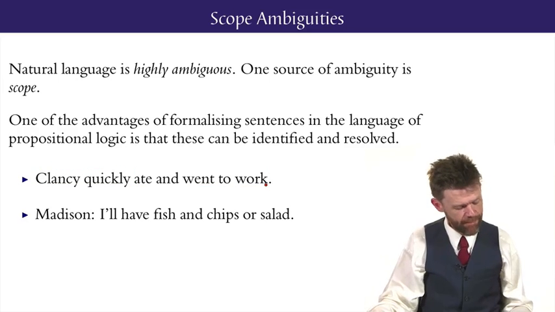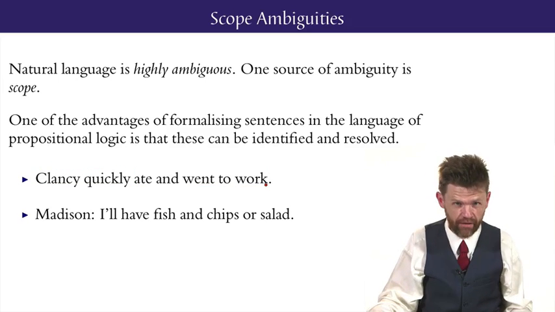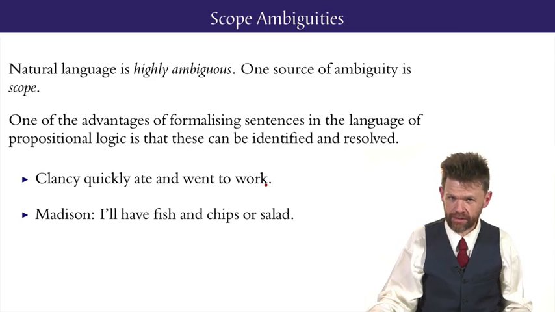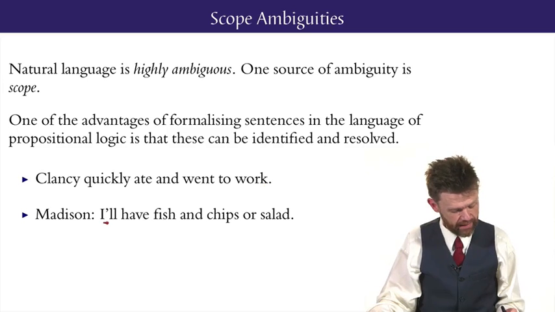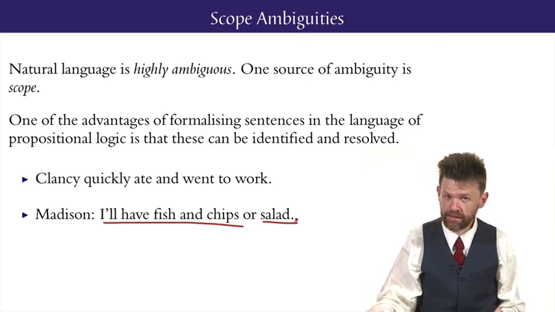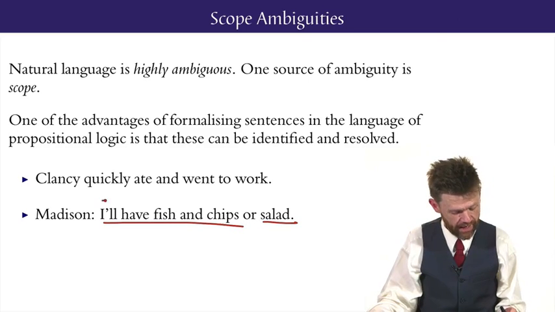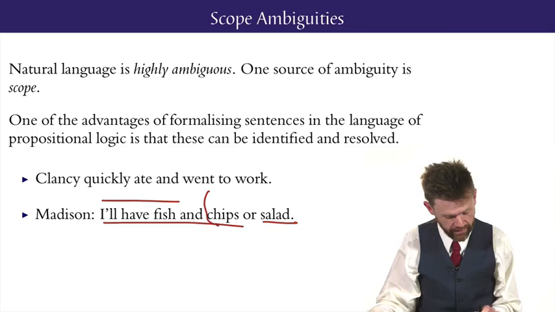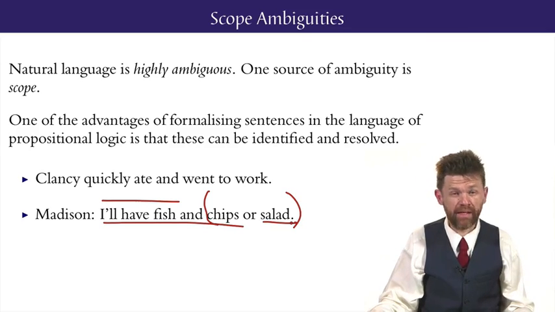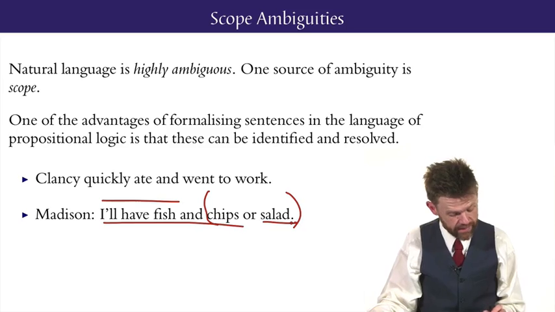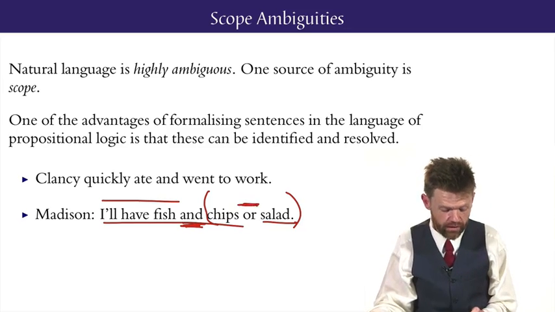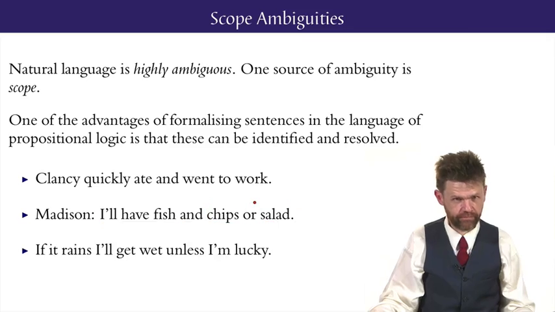Similarly, Madison might say, I'll have fish and chips or salad. Again, that's ambiguous. Is Madison saying that she'll have fish and chips or she'll have salad? Or is she saying she'll have fish and either chips or salad? Again, this is an ambiguity in scope. Is the and the dominant connective, or is the or the dominant connective?